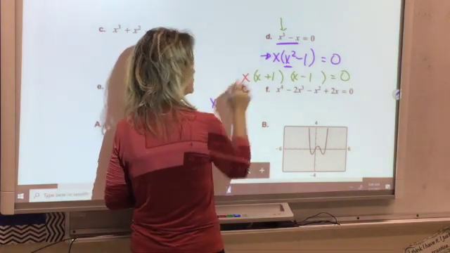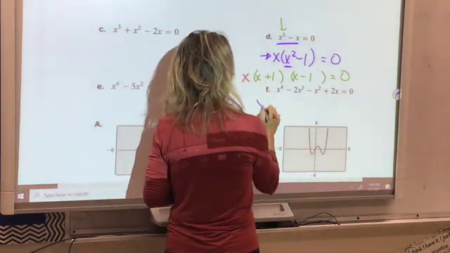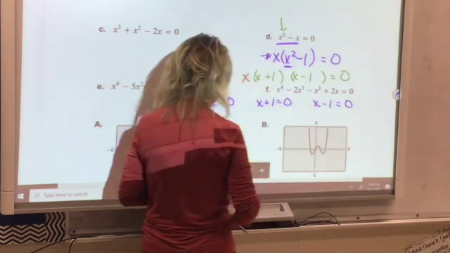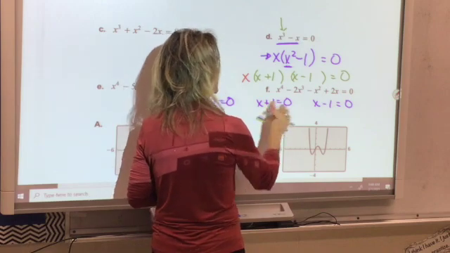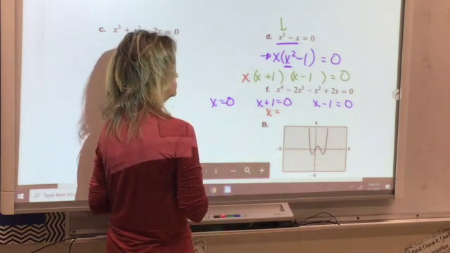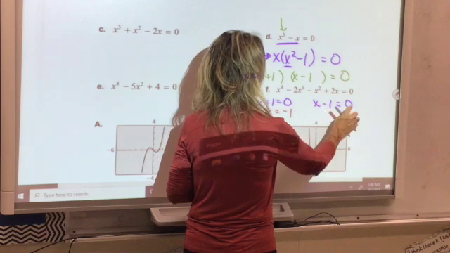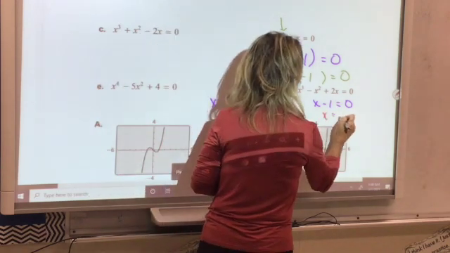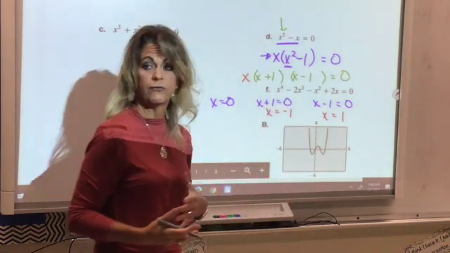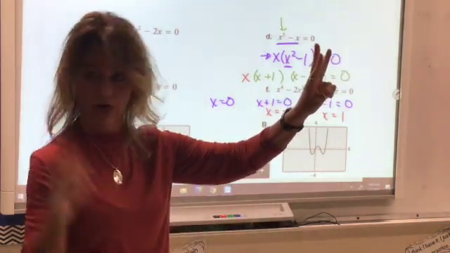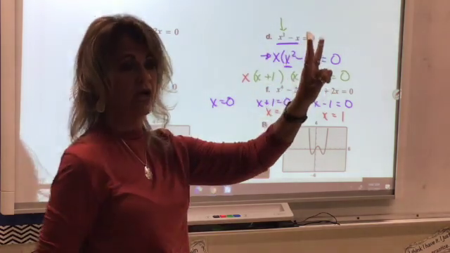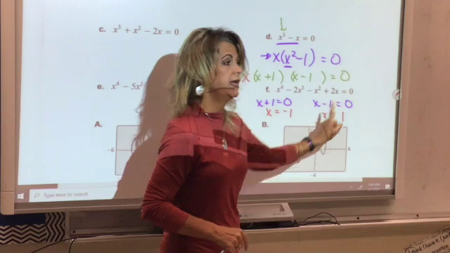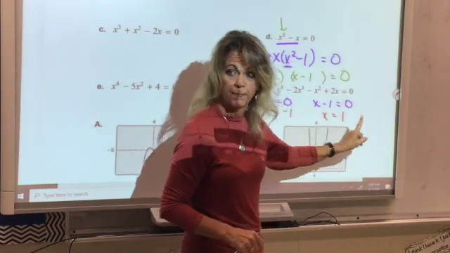X equals 0. That's the first one. X plus 1 equals 0. X minus 1 equals 0. If I solve for x right here, what does x equal? -1. Thank you. If I solve for x right here, what does x equal? +1. So what I'm looking for are 3 solutions where it crosses my x-axis 3 times. It's going to cross at 0, -1, and 1. Do we understand that? Yes or no?